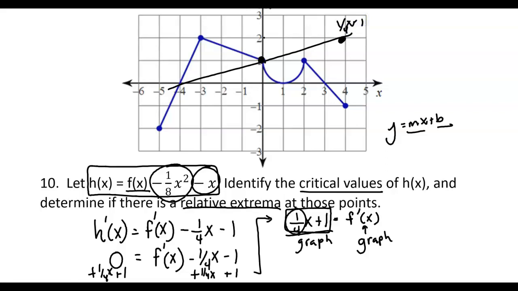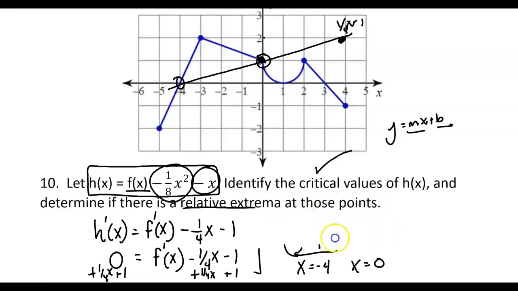Now why did I graph that? Well, I want to find out where this graph equals this graph. Well, that happens when they cross. There they're the same, there they're the same, and that's it. So we have two critical values, it would seem here. We have a critical value at x equals -4, and we have a critical value at x equals 0. Okay, so I've taken care of the first part of my question, and now we need to see, are there relative extrema at these points?